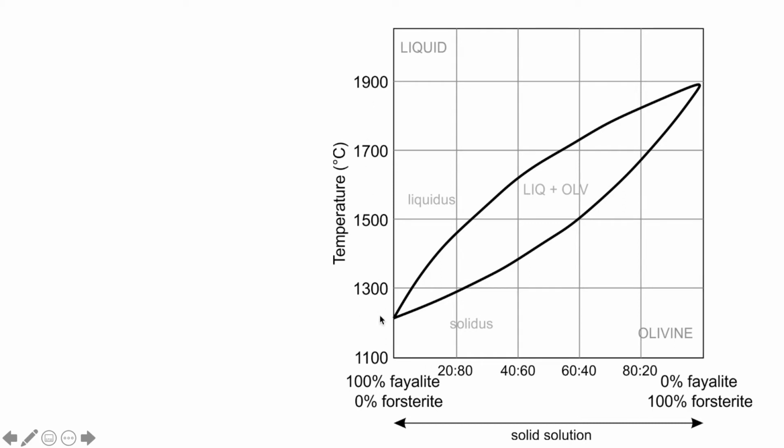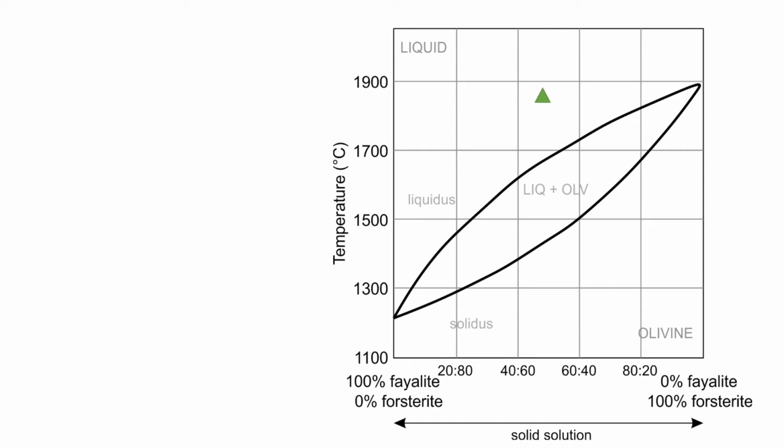Up the y-axis, we have temperature. This line here represents the liquidus, so anything above here is 100% liquid. This line represents the solidus, so anything below here is 100% solid. Anything between these two lines is a mixture of liquid plus olivine crystals.